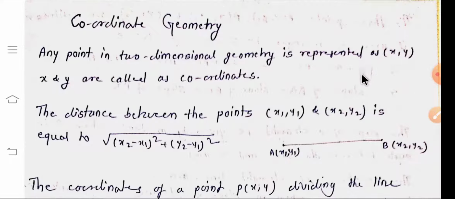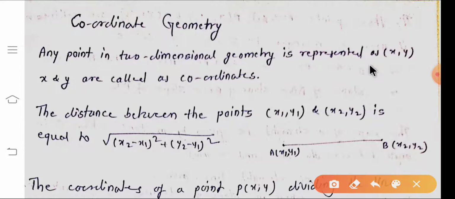Suppose this is the xy plane, then this horizontal line is the x axis and this is the y axis. Suppose there is any point, then we write it as x comma y. Along the x axis the distance is x and along the y axis the distance is y, so the point is P of x comma y.